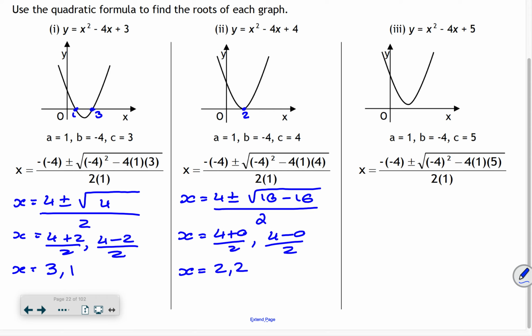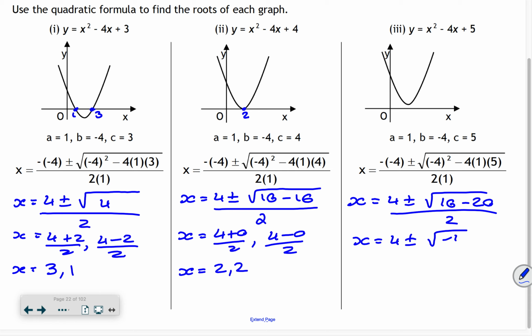For the last one, we've changed the last number to 5 this time. So we get x is equal to 4 plus or minus the square root of minus 4 squared is 16 minus 20, all over 2. So it's going to be 4 plus or minus the square root of negative 4 over 2. And that's where we have to stop with this one, because if you do the square root of minus 4, you'll see that your calculator has a wee meltdown because you can't find the square root of a negative number. And that's what this topic is now all about.